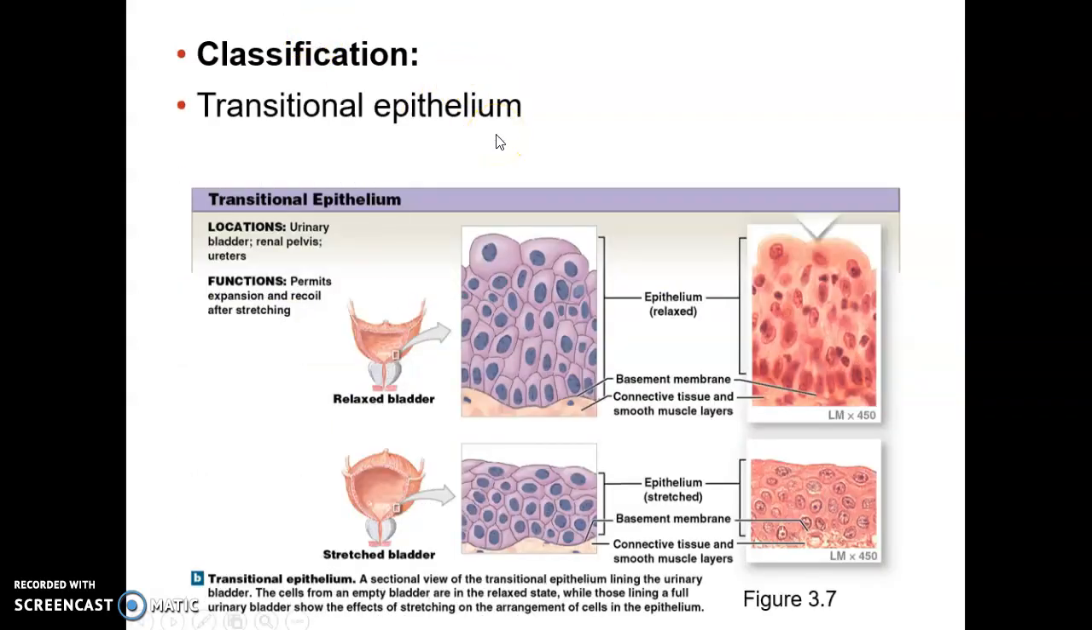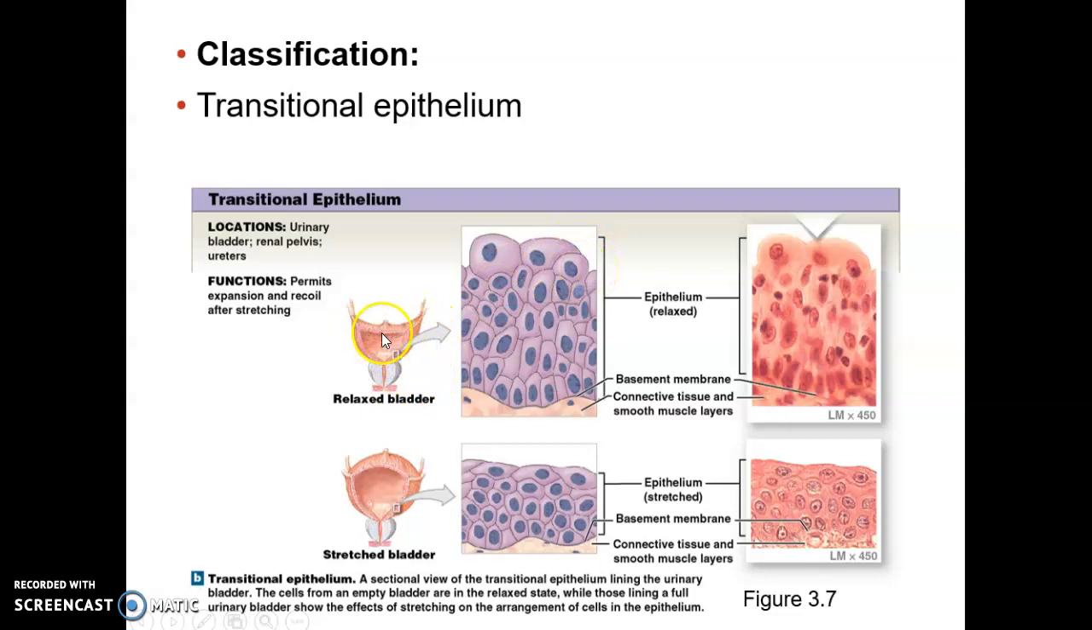Transitional epithelium. This is another kind of oddball one because it has transitional appearances depending on whether this epithelium is stretched out or not stretched out, if it's relaxed. So what do we mean by stretched out? Think of your urinary bladder. When it's empty, the inner lining epithelium, the stratified epithelium, has apical cells that look cuboidal.